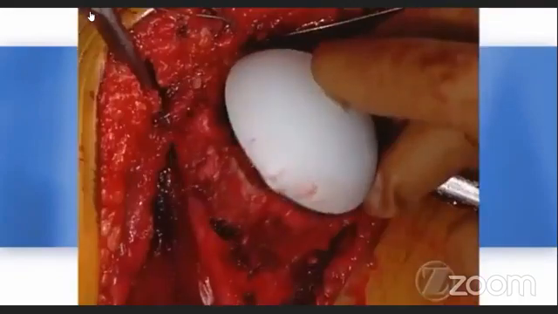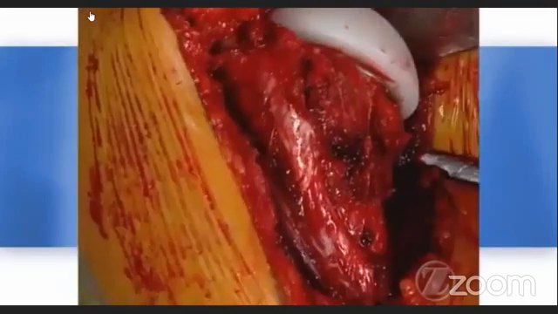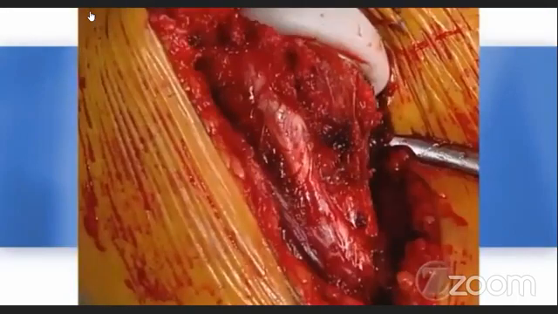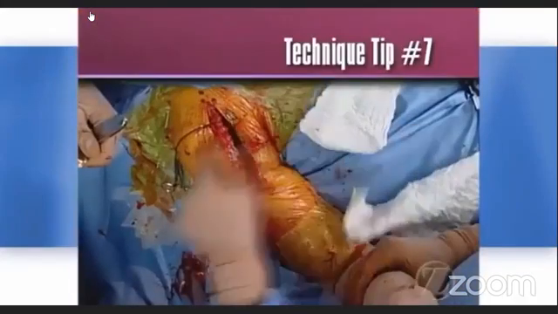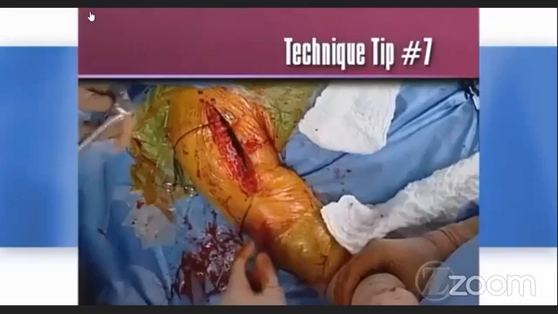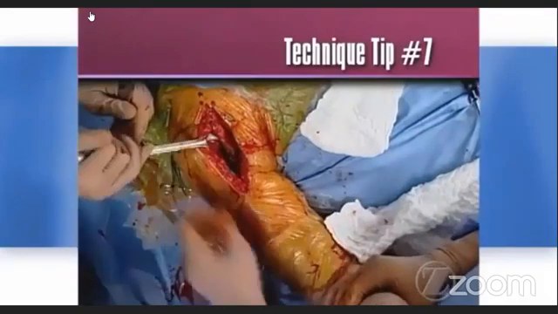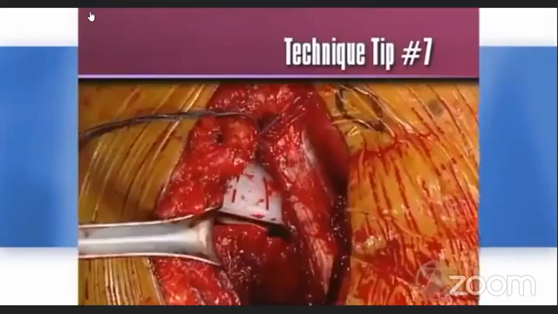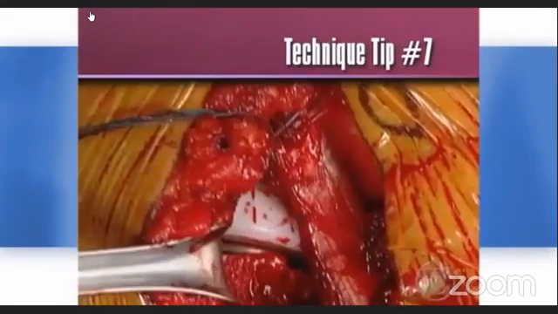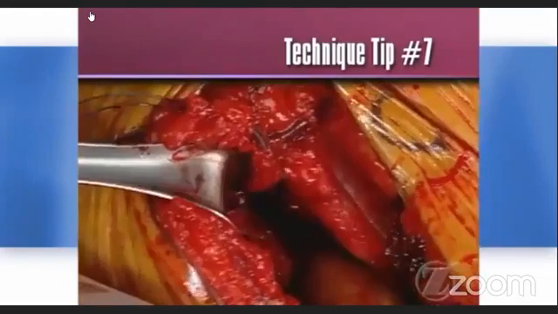Reduce the joint and perform a trial reduction. The other thing I like to do at this point, because it really allows you to see how the sizing goes, is to externally rotate, and that's very stable at 60 degrees, and internally rotate. That's very stable in internal rotation.